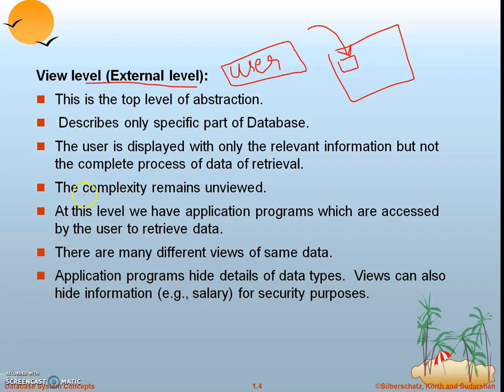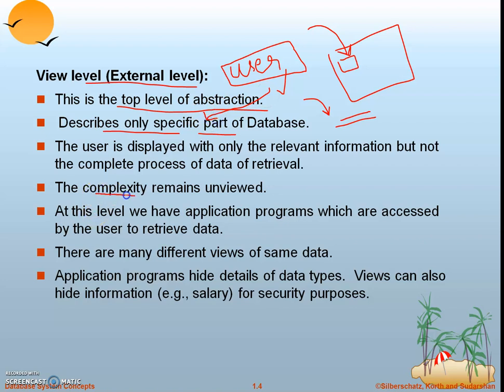Next, this is the point where the top level of abstraction happens. That means most of the complexity is being hidden, and only the desired and the required portion according to the user command will be shown to the user. So as I said, when I ask the system to give me only the account balance, the relevant information will be shown in front of me in a gunshot manner, hiding the complexity. And that's what it says. It describes only the specific part of the database. What is that specific part? Only the relevant information that was asked by the user.